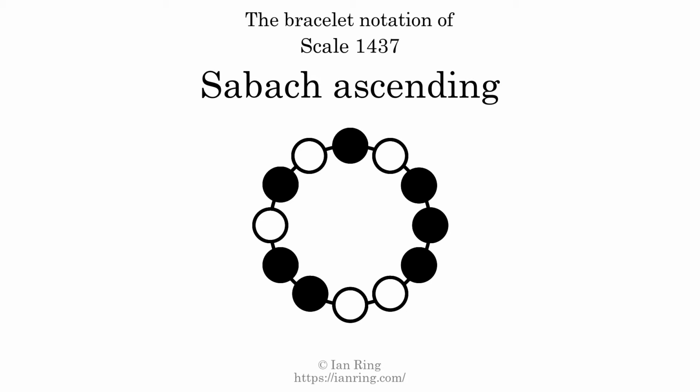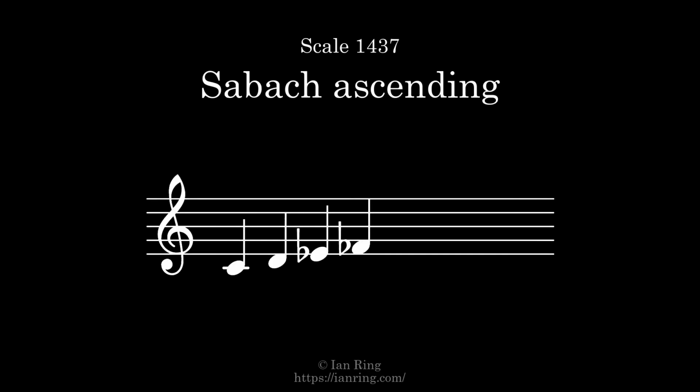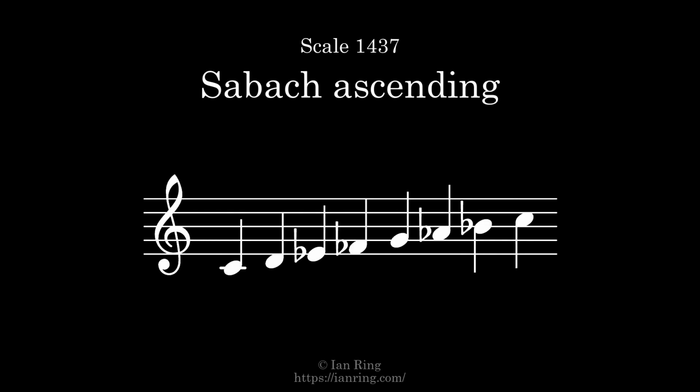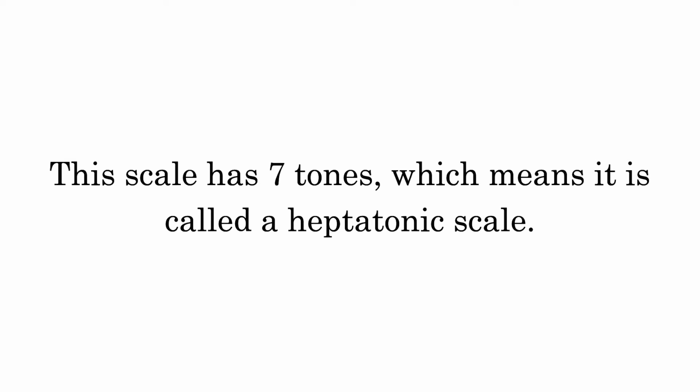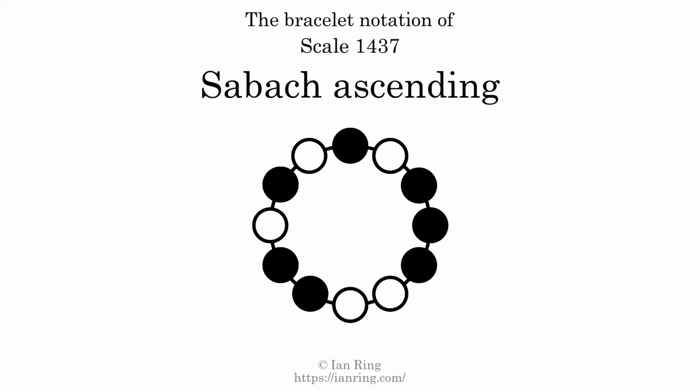1437, Sabach ascending, which sounds like this. This scale has 7 tones, which means it is called a heptatonic scale. This is a bracelet notation diagram of scale 1437. The shaded circles represent tones that appear in the scale, and they are read clockwise, starting at the top.